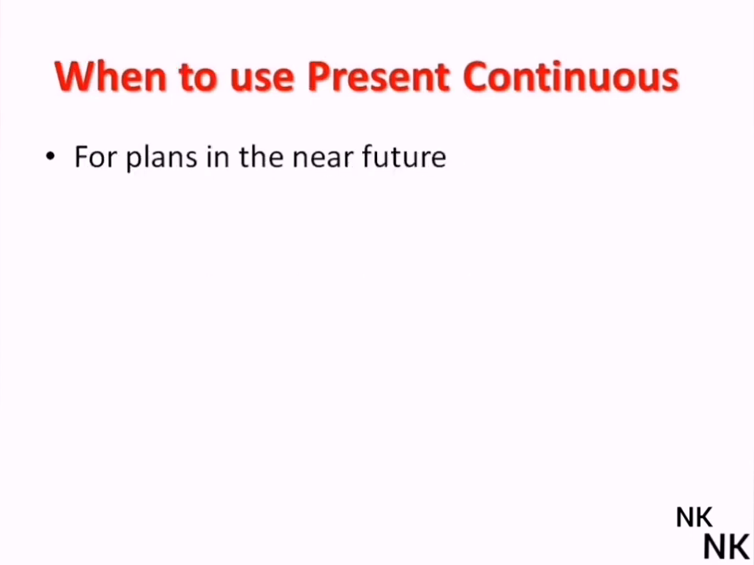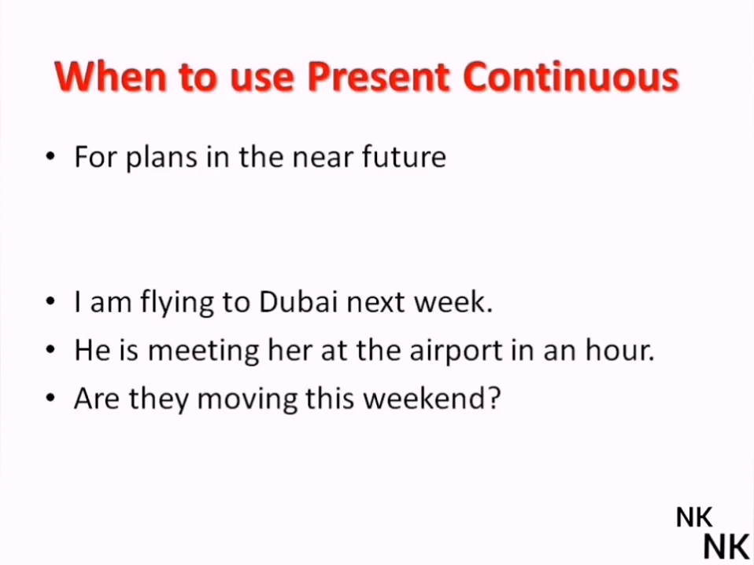We also use the present continuous for plans in the near future. For example, I am flying to Dubai next week. He is meeting her at the airport in an hour. They are moving this weekend.